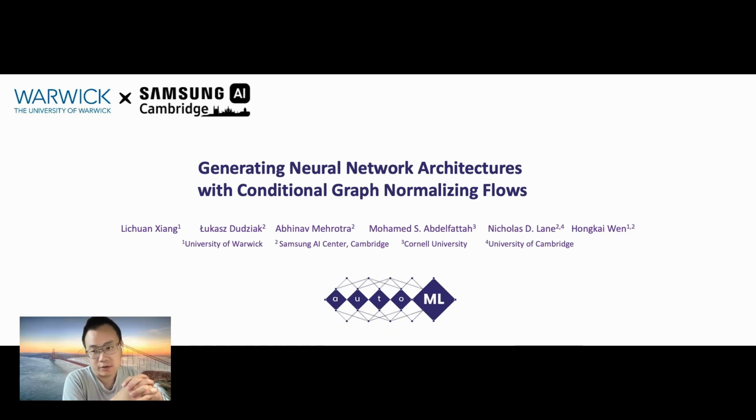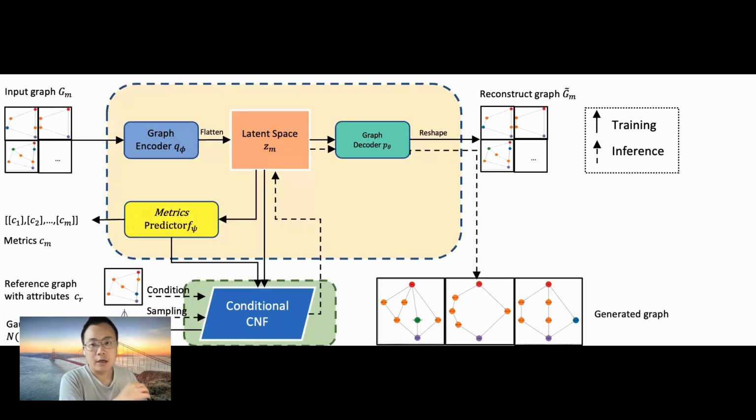We also leveraged a unique model we call the conditional continuous normalized flow to explore this latent space. This results in efficiently generating candidate architectures that satisfy the user's needs. Here is the overview of our approach.